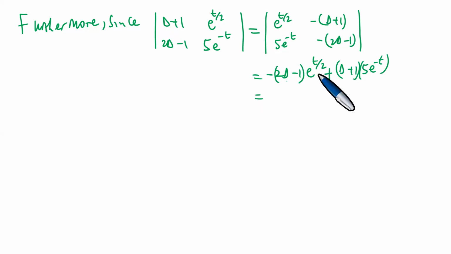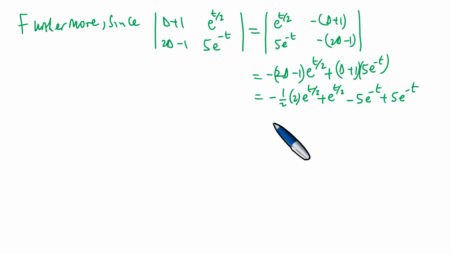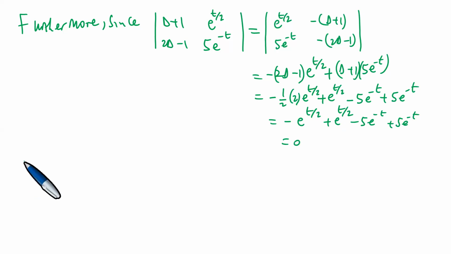Therefore if you differentiate this one with respect to t, it's going to be minus, the derivative of the top, which is 1 half with respect to t, but there's a 2, then you have e to the t over 2, then you have plus e to the t over 2, then you have minus 5e to the minus t. If you differentiate this one with respect to t, you only differentiate the top, and the derivative of t is minus 1. So that's what you get. Okay, so just to remove the brackets here, it's e to the t over 2 plus e to the t over 2 minus 5e to the minus t plus 5e to the minus t, and the result here is 0.